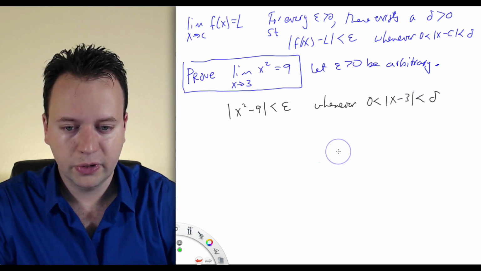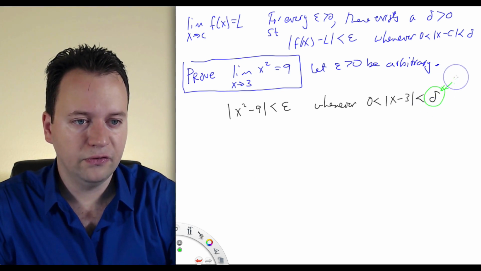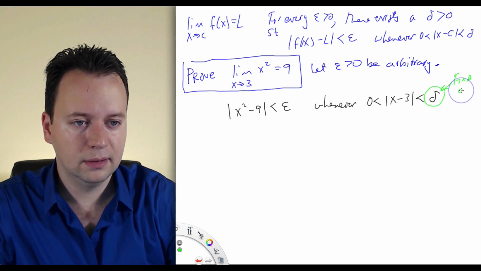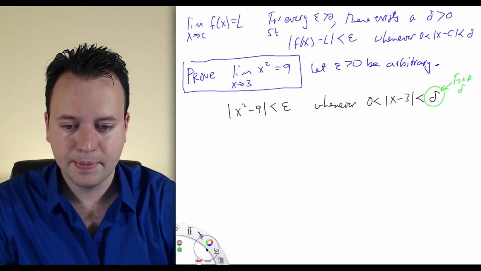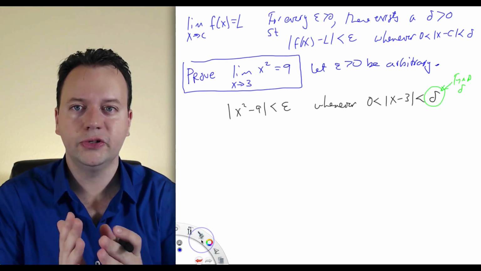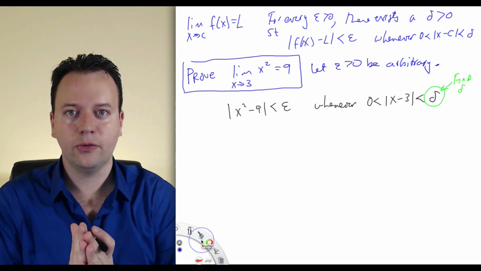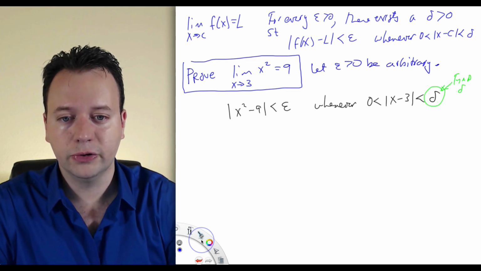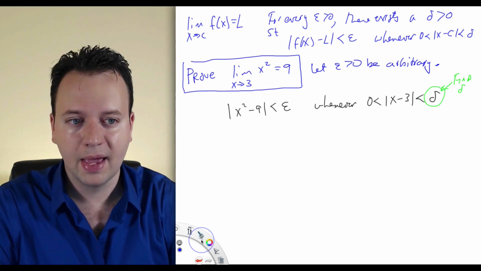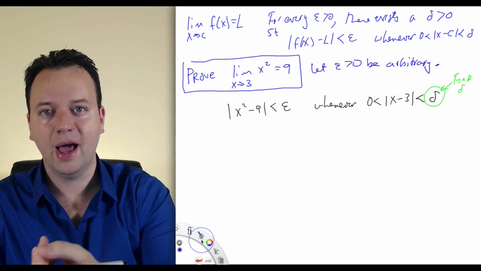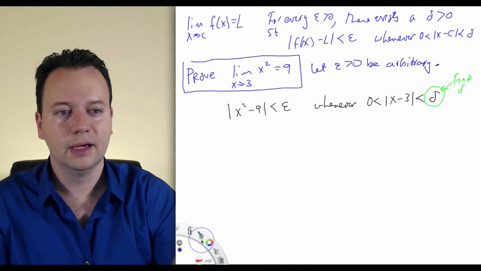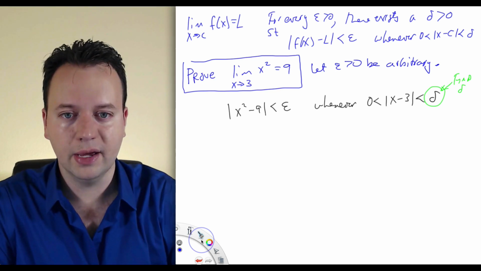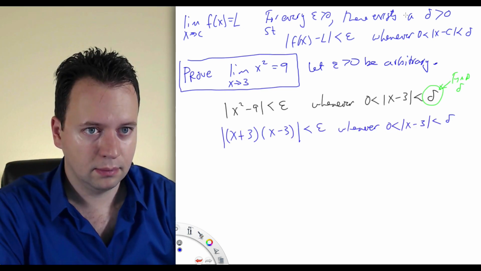So the whole trick here is to find delta in terms of epsilon. So how close does x have to be to 3 in order for the outputs to be closer to 9 than this arbitrary epsilon? And that closeness, of course, depends on epsilon, because the smaller you say epsilon is, maybe the closer you have to be to 3 for x to be to 3.